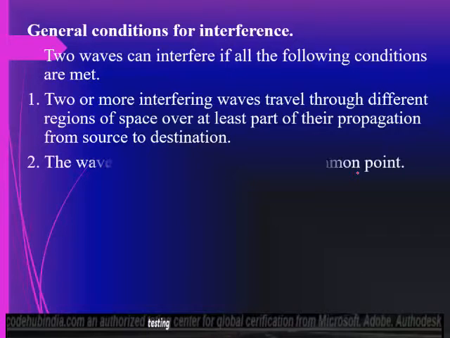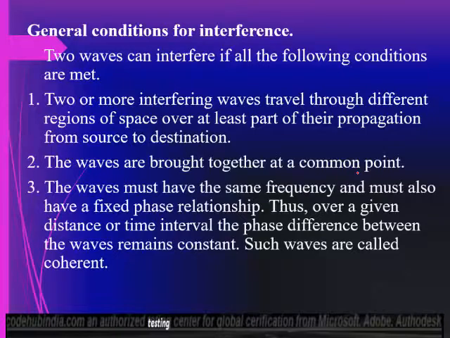The real sources of the waves are brought together at a common point. The waves must have the same frequency and must also have a fixed phase relationship. Thus, over a given distance and time interval, the phase difference between the waves remains constant.